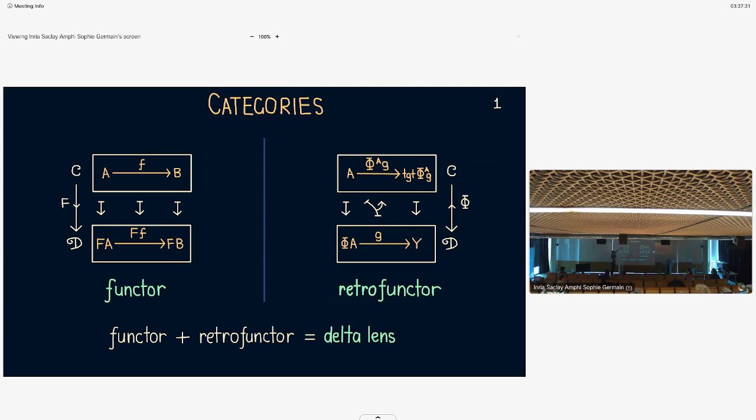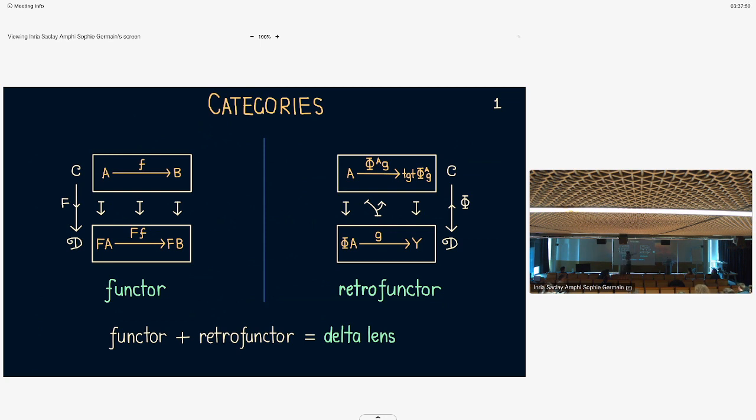So we map object A to an object F of A. And we have a mapping on morphisms, so we can map morphisms f to morphisms F of f. And obviously, there's a bunch of compatibility conditions, and it has to respect identities and composition. But this should all be familiar to everyone.